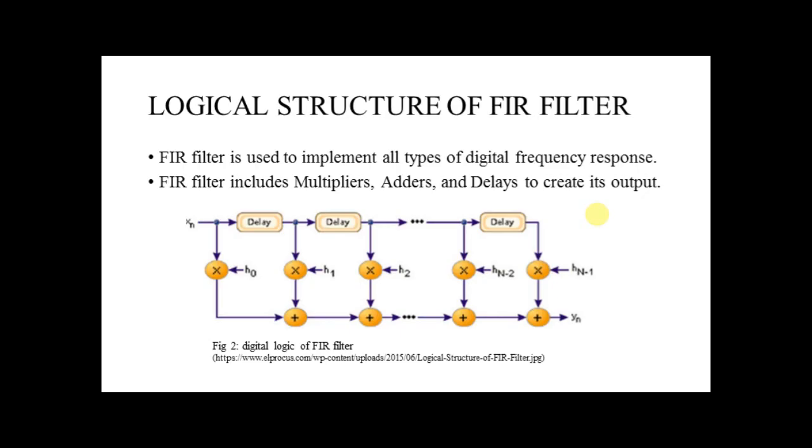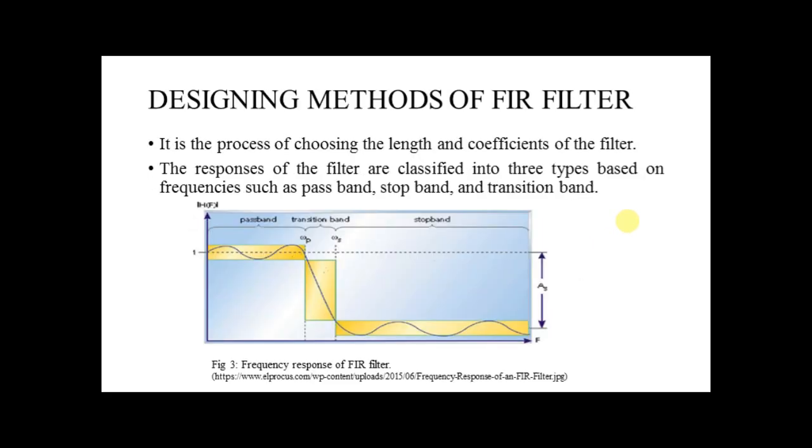The FIR filter is used to implement all types of digital frequency responses. The FIR filter includes multipliers, adders, and delays to create its output. Here a delay is for delaying a function, a multiplier is for multiplying by a specific constant value, and an adder is to add all of them, and the combination of all these three makes the FIR filter logic.